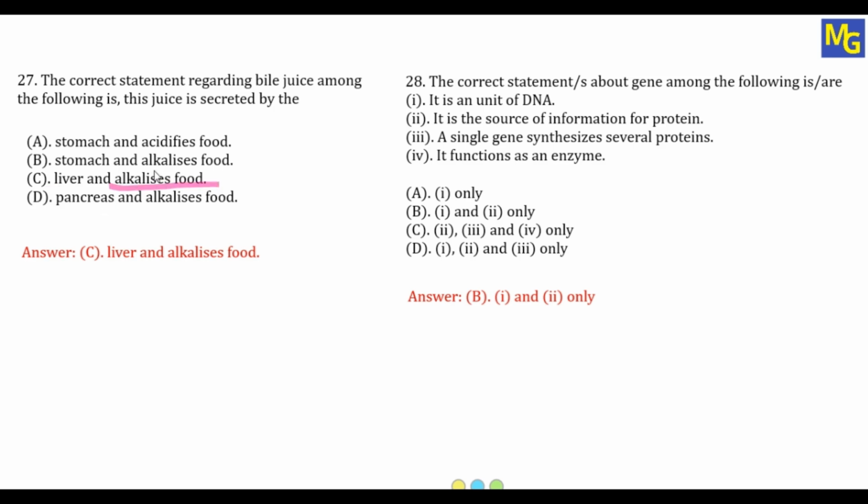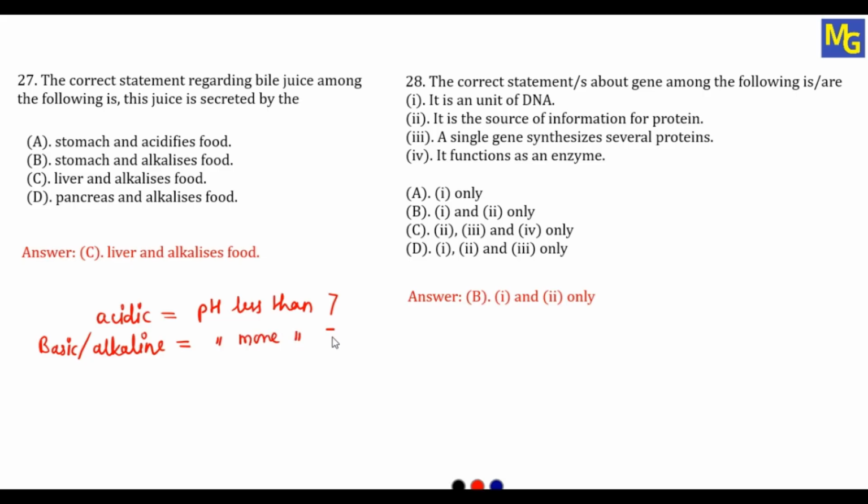Alkalize means what? There are three mediums, as we know: acidic, alkaline and neutral. What do you mean by acidic? Acidic means the one which has pH less than 7. So I'll write it here: acidic means pH should be less than 7. And what is alkaline? Alkaline is nothing but basic. Alkaline and basic are both the same, and here the pH will be more than 7. And one more medium is neutral, where the pH will be exactly 7.